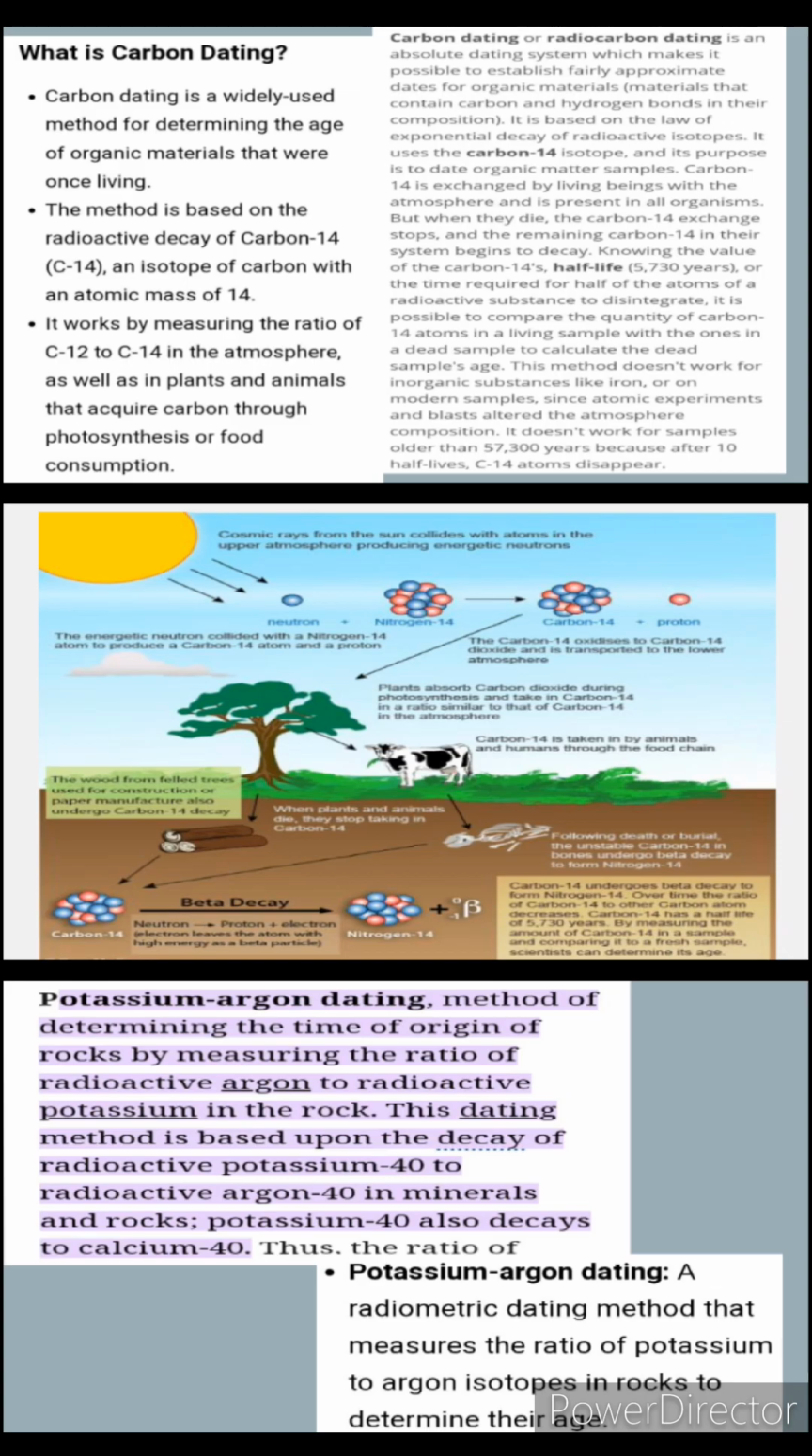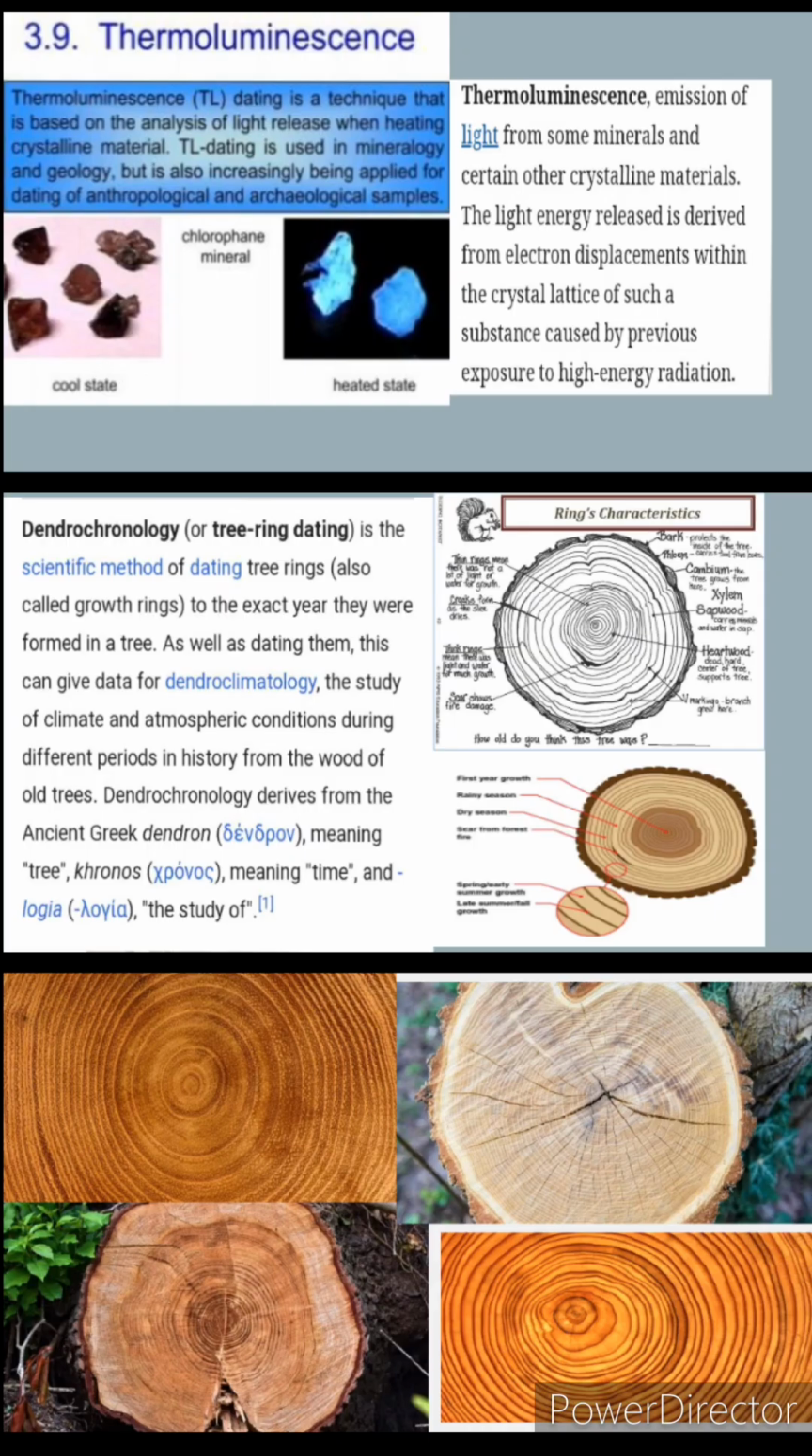So next is thermoluminescence. Thermoluminescence dating is a technique based on the analysis of light released when heating crystalline material. When we heat the crystalline material, light is released. Through this light we can determine the age of the rock. So this is another method or technique of absolute dating.